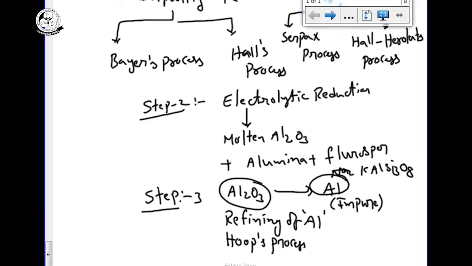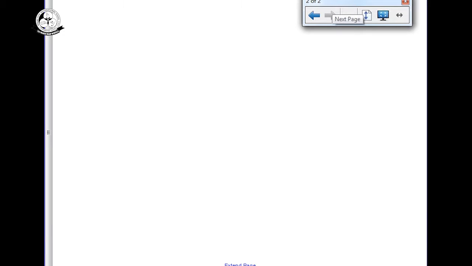Let us see some physical and chemical properties of aluminium. Aluminium is a silvery white solid, and it is a good conductor of electricity. Nowadays we use aluminium wires for electricity. Now the chemical properties of aluminium.